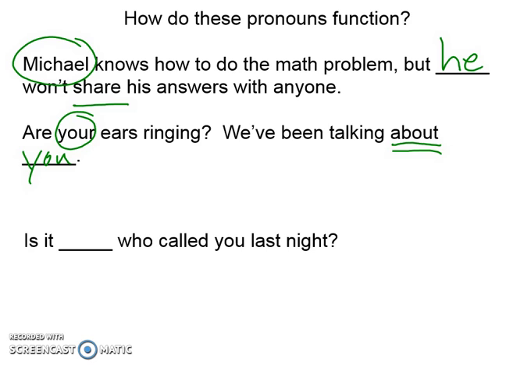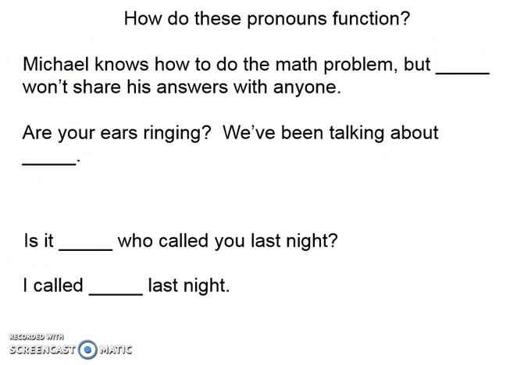Is it blank who called you last night? In this case, I have the subject of the sentence here. And the linking verb is requires a nominative case pronoun, a predicate nominative, to follow. The word he renames, identifies, or explains the subject it.